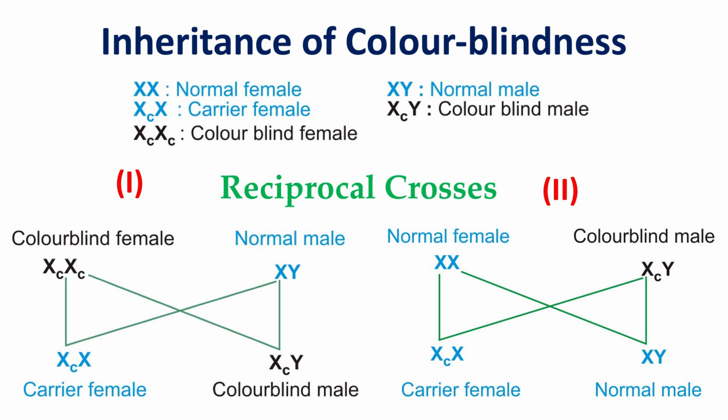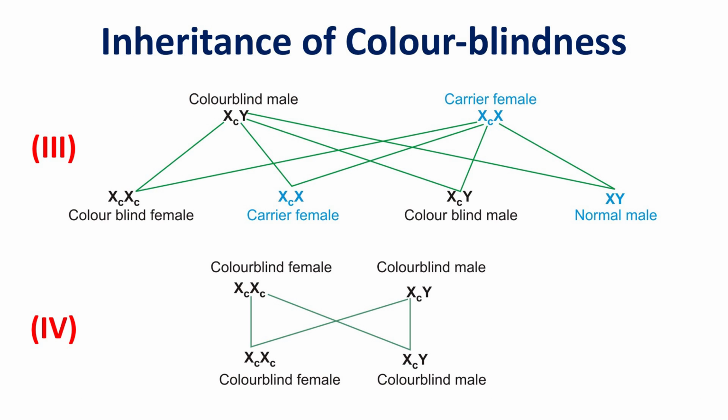Okay? Then see the next cross, cross 3, the marriage between colorblind male and carrier female. It produces colorblind daughters, carrier daughters, colorblind sons and normal sons, right? And see the last cross, the colorblind female and colorblind male. Here the male is colorblind, the female is colorblind. So it produces sons and daughters, all colorblind.